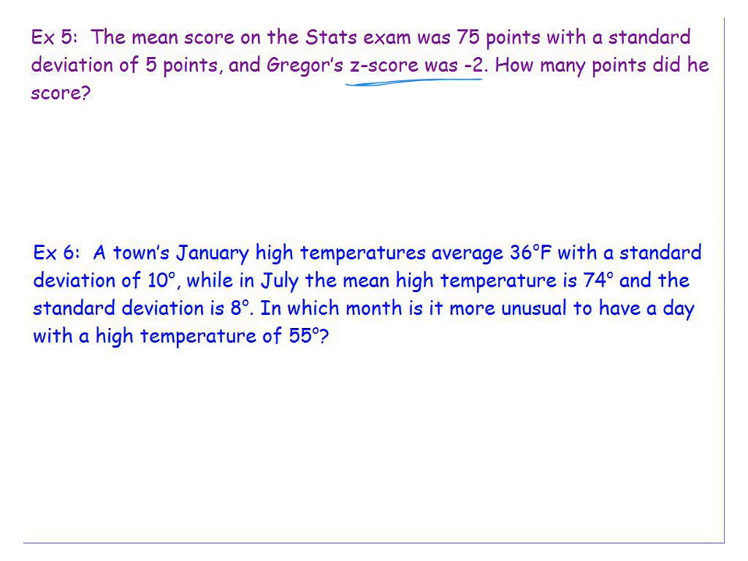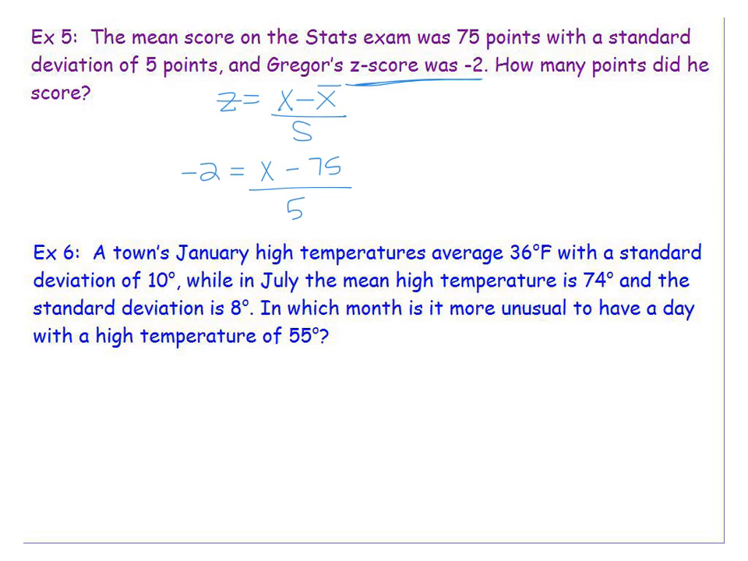Remember, it's z-score equals x minus x bar divided by s. So his z-score was -2. We don't know x. X is his data value. Minus the mean, because x bar is the mean, is 75, divided by s, standard deviation, which is 5.